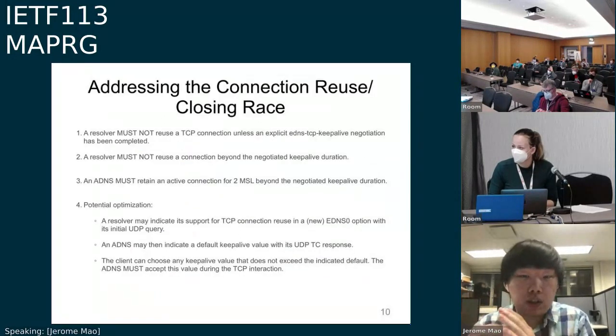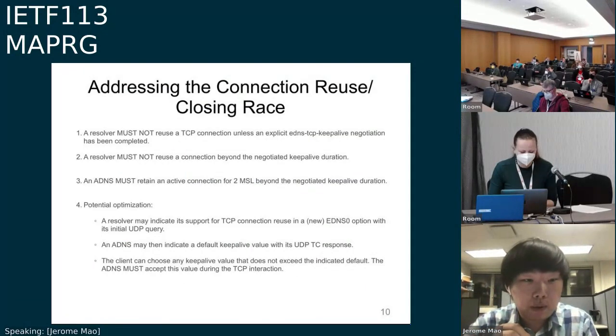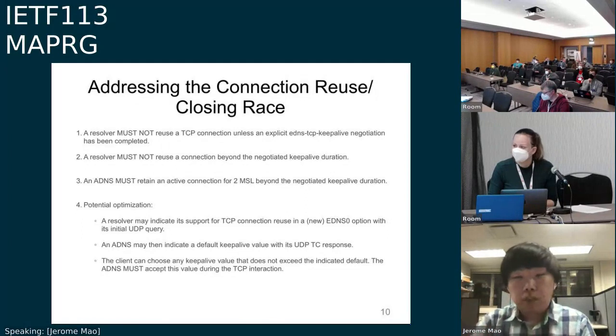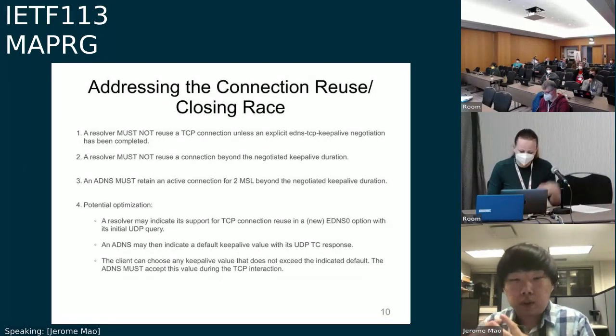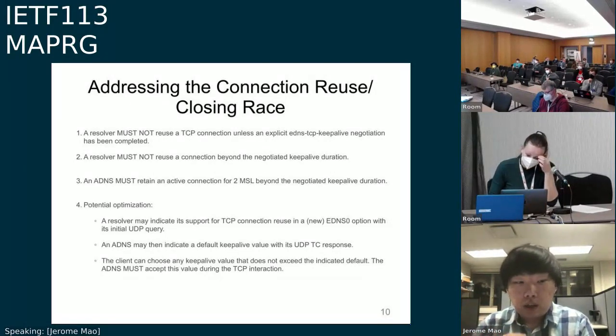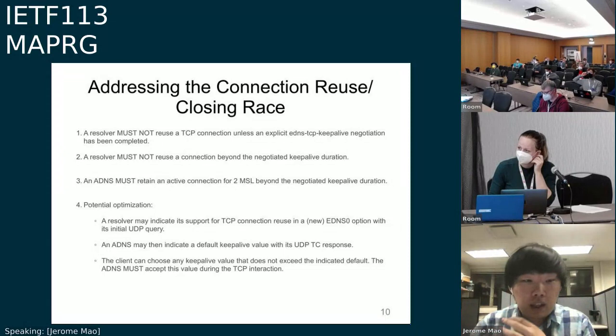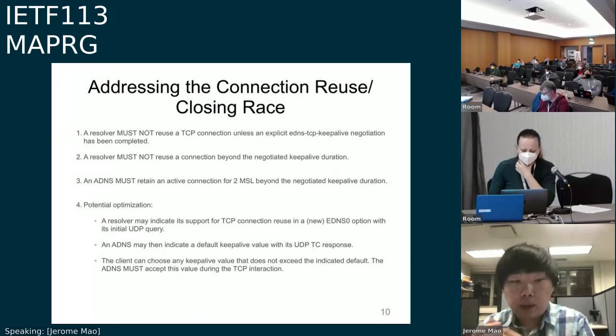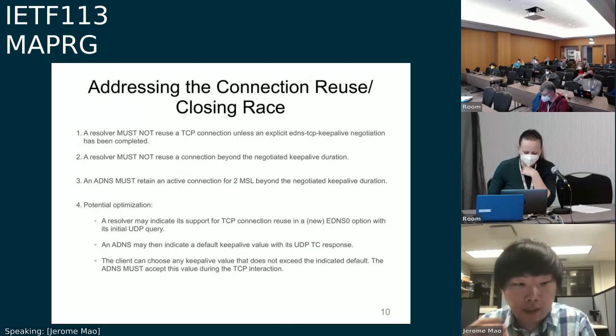Next, we'd like to propose some optional updates to DNS over TCP, and we'd like to put them here to discuss with the community. There has already been a fantastic EDNS TCP Keep Alive extension, which allows the client and server to dynamically negotiate the timeout of the current TCP connection. So maybe we can work more on this EDNS extension.